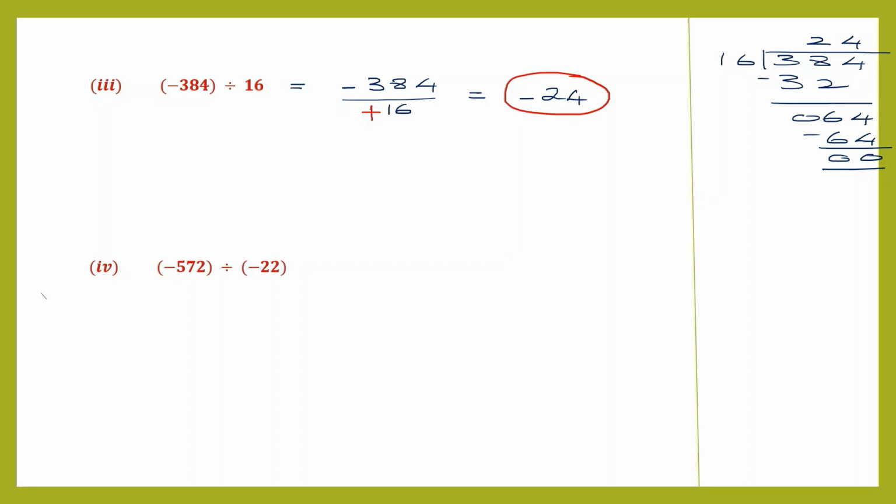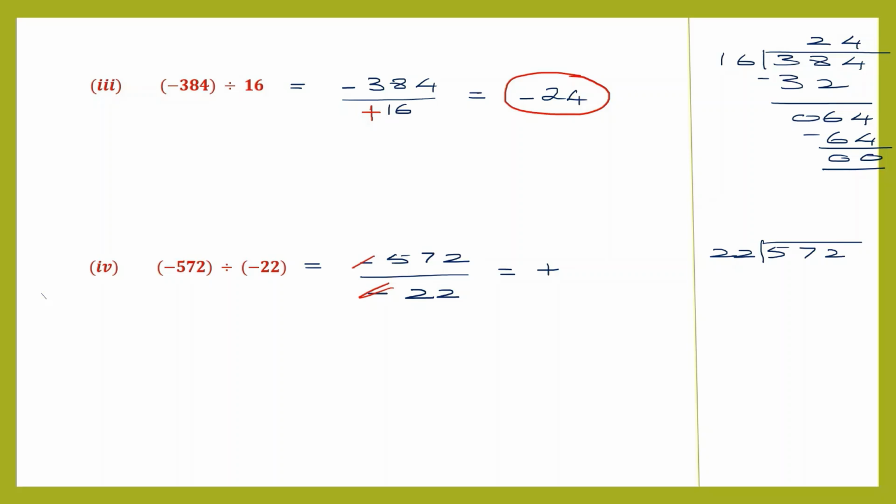Question 4. So here we have minus 572 divided by minus 22. So let's write it down. Minus 572 divided by minus 22. Here as we can see the signs are the same. So when signs are the same, the answer will be positive because these signs will get cancelled. Minus and minus give us plus. So this gets cancelled. Now we have to divide 572 by 22.